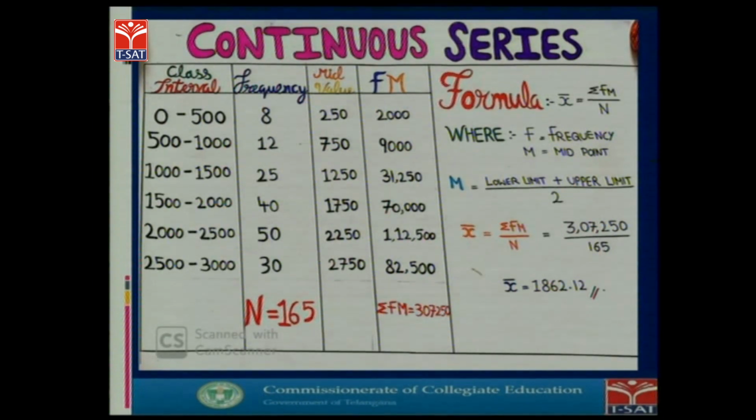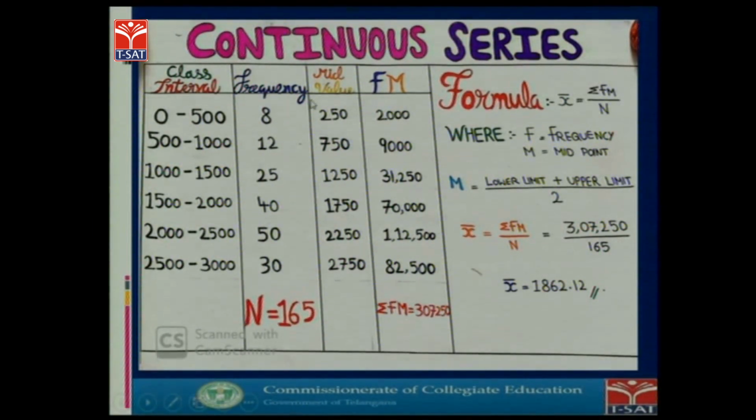Now let's see the sum. The formula for continuous series is x bar is equal to sigma fm by n, where f is the frequency and m is the midpoint. How do we find the midpoint? We have to add up lower limit plus upper limit divided by 2. How will we get the lower limit and upper limit? In the class intervals, they mention two points, the lower limit and the upper limit. Here 0 is the lower limit and 500 is the upper limit. We have to add both and divide by 2, so that we get the midpoint.